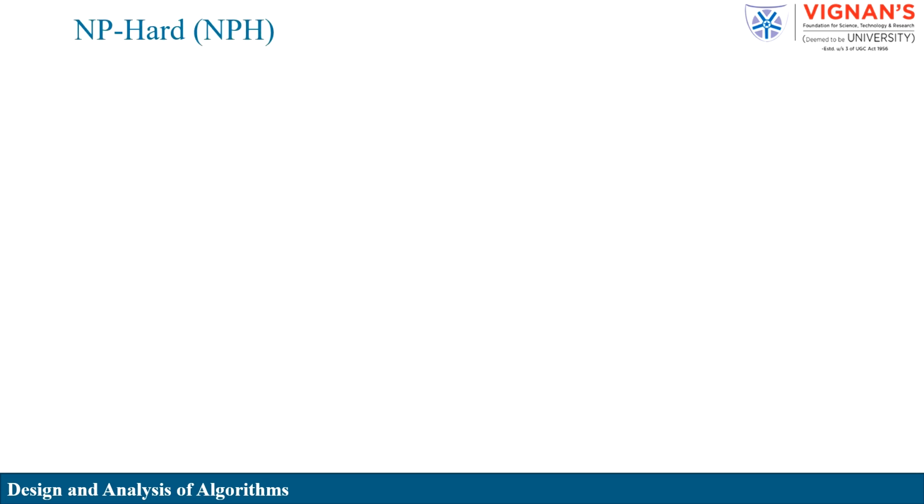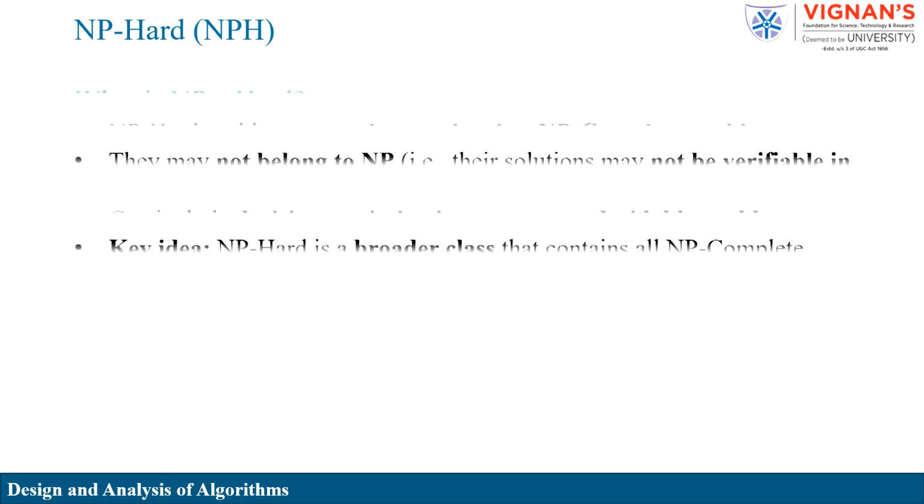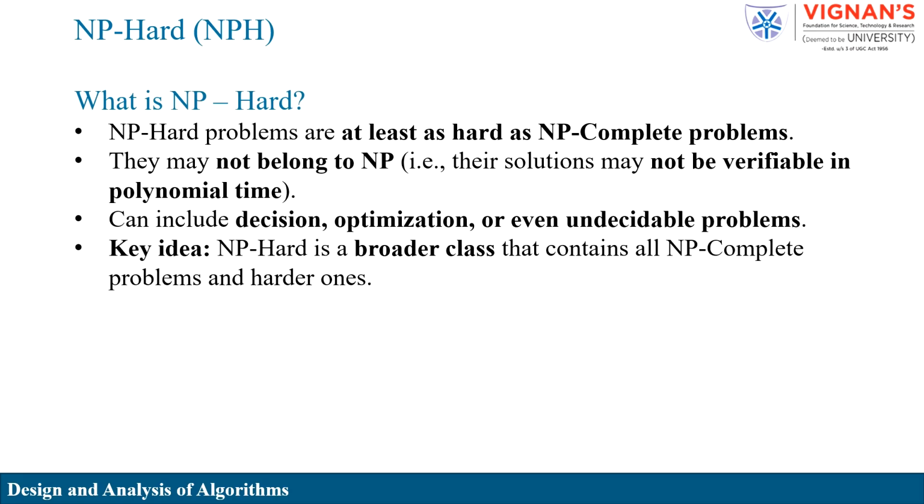NP-hard, also known as NPH. What is NP-hard? NP-hard problems are at least as hard as NP-complete problems. They may not belong to NP, which means their solutions may not be verifiable in polynomial time. NP-hard problems can include decision problems, optimization problems, or even undecidable problems. The key idea is that NP-hard is a broader class that contains all NP-complete problems and even harder ones.